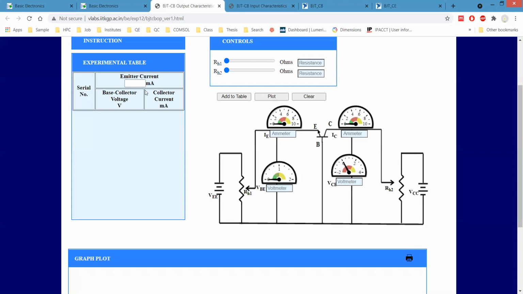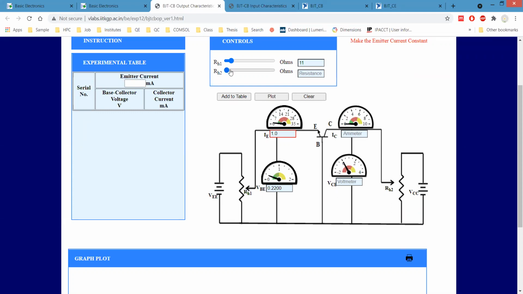Okay, in case of output characteristics, what will happen? We have to keep the emitter current fixed in milliamps. We can fix the emitter current by changing RH1 with this rheostat. So let's say for emitter current 1 milliamp, we want a set of data for VCB, the collector base junction potential, against collector current.